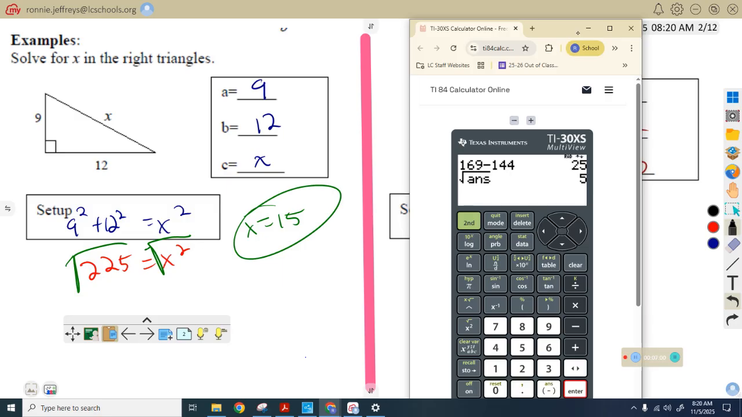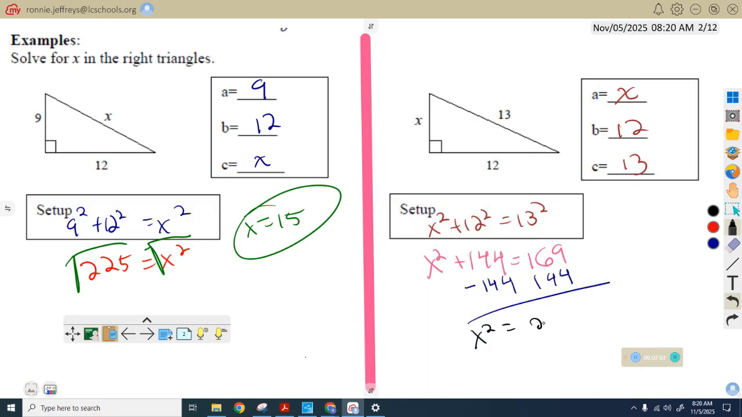All right. So we get 25. You're welcome. And then we take the square root, so x equals 5. All right. Now, some of y'all are like, this seems pretty easy. It should hopefully seem pretty easy.